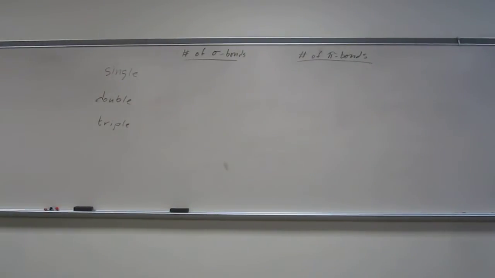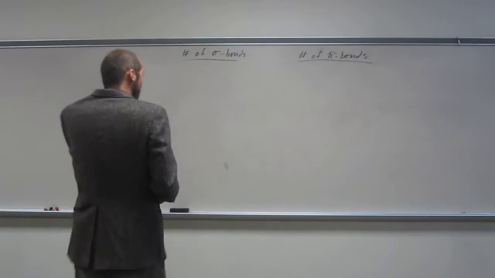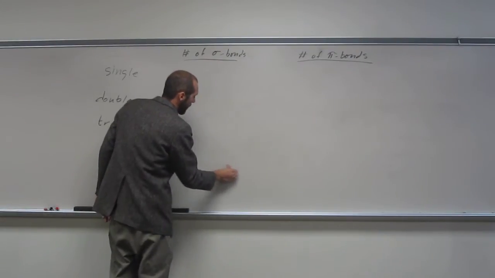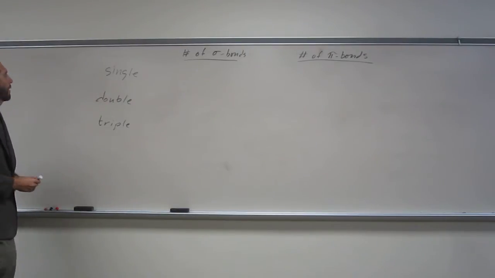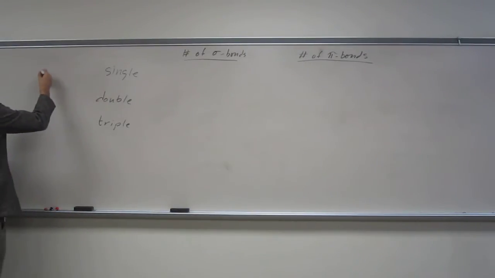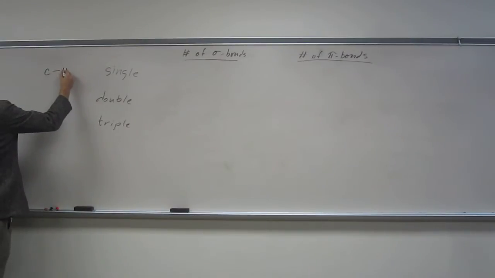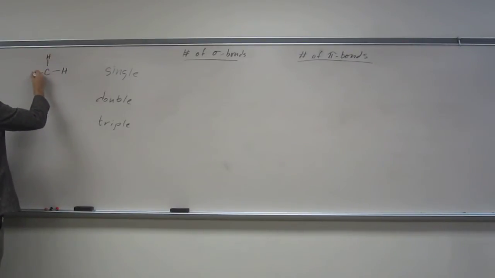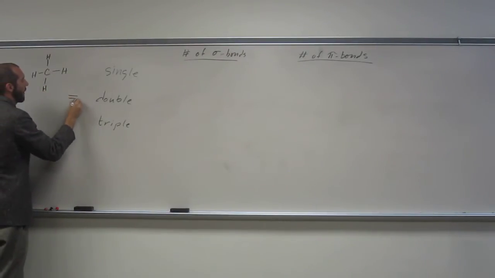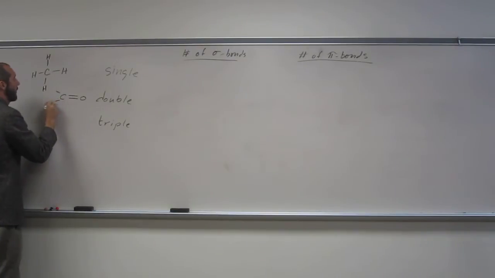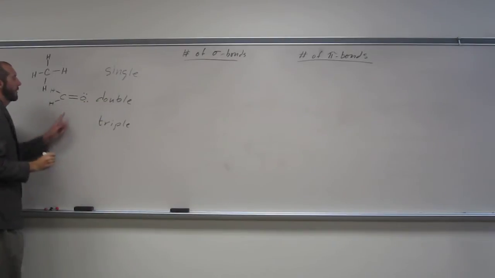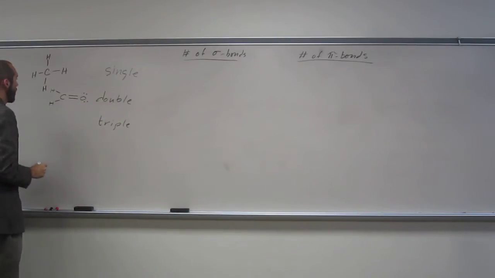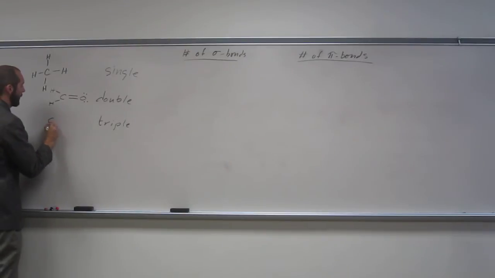Okay, so let's go over a little rule of thumb video about determining the number of sigma bonds and pi bonds in these different types of bonds. A single bond would be something like what you find in methane. A double bond might be something like you would find in formaldehyde. You guys remember doing formaldehyde last time? So you see the double bond there. And a triple bond, I guess we just did acetylene.